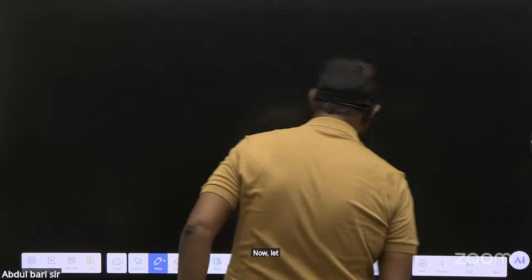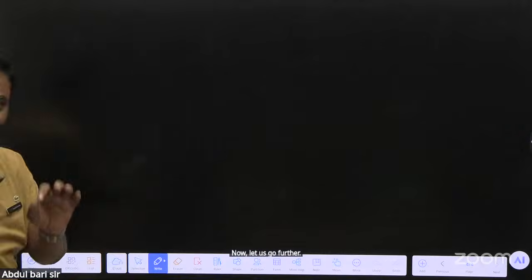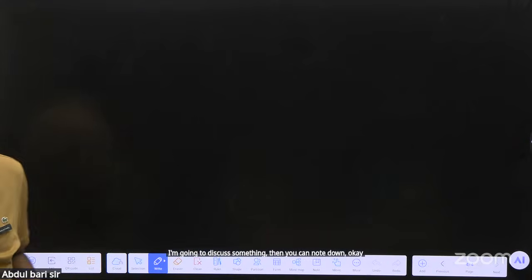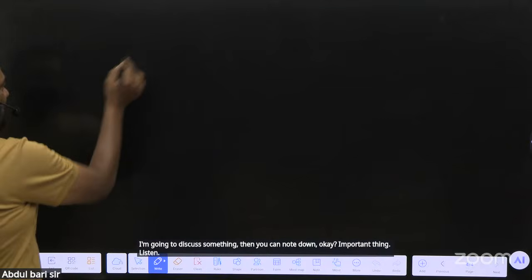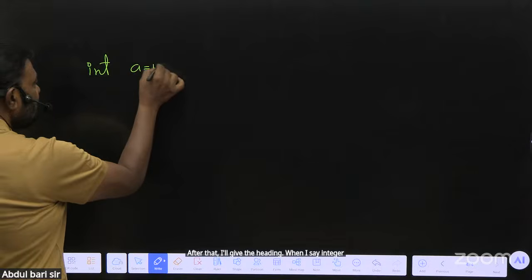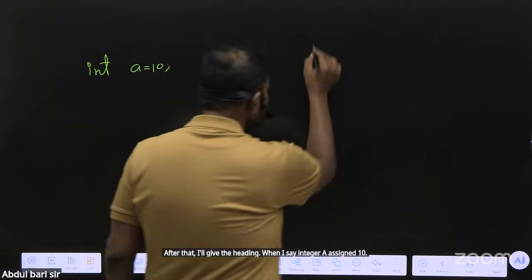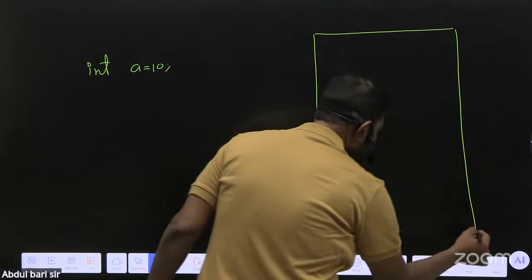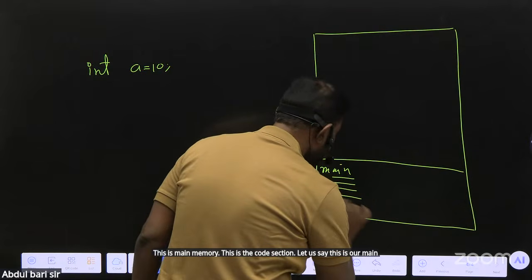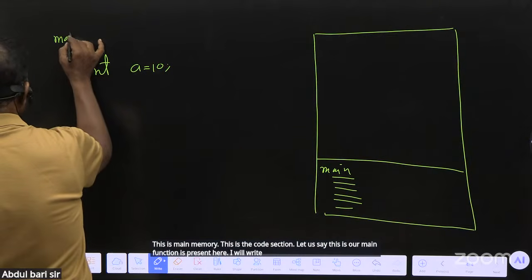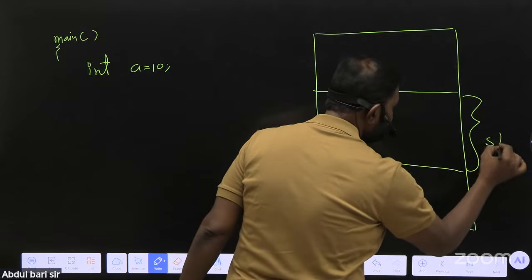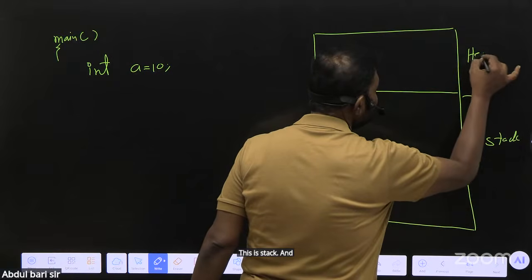Now let us go further to the next thing. I'm going to discuss something, then you can note it down. Important thing, listen. After that, I'll give the heading. When I say integer a assign 10, this is main memory. This is the code section, and let us say the main function is present here. I will write inside main. Watch this. This is stack and this is heap.